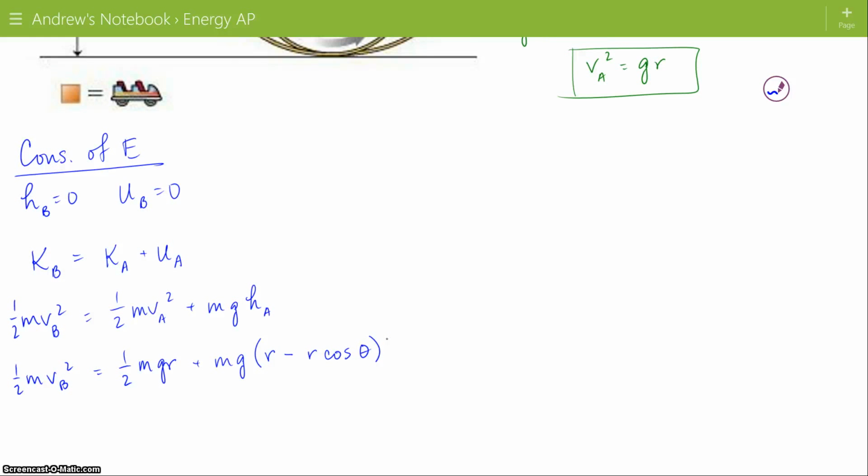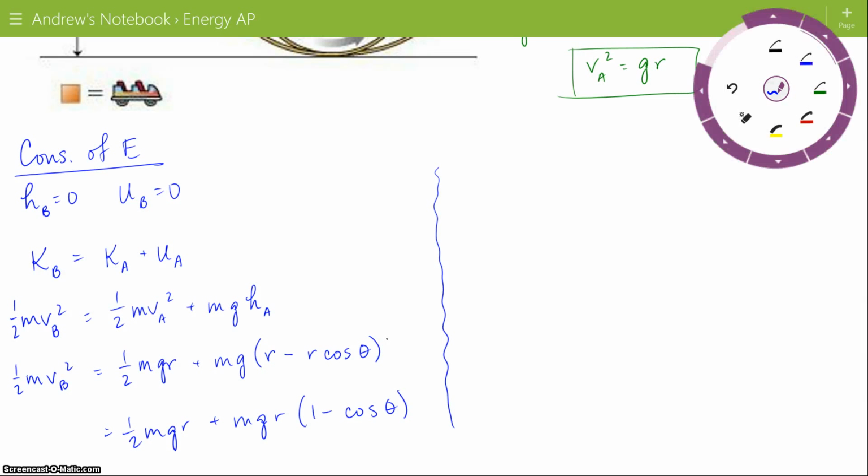Alright, so now I'm going to say that that's 1/2 mgr plus, I'm going to go ahead and factor out this r right here, 1 minus cosine of theta. And I'm going to pause right there because we've got two unknowns. We have theta and we've got the velocity at B, which we don't know. And we're going to take a clever leap right over here. I guess I'm the one that solved it, so I'm calling myself clever. I'm okay with that. Okay, the range equation.